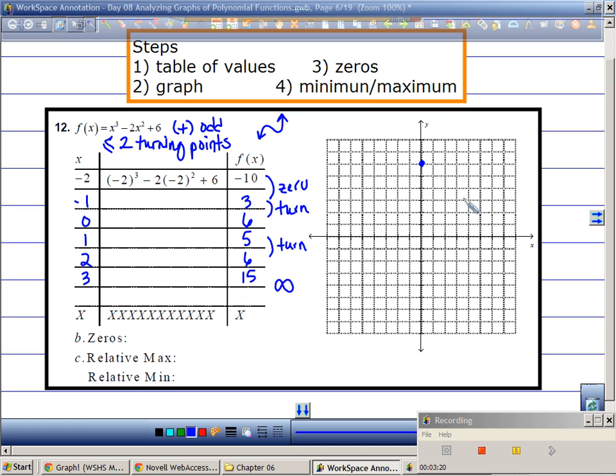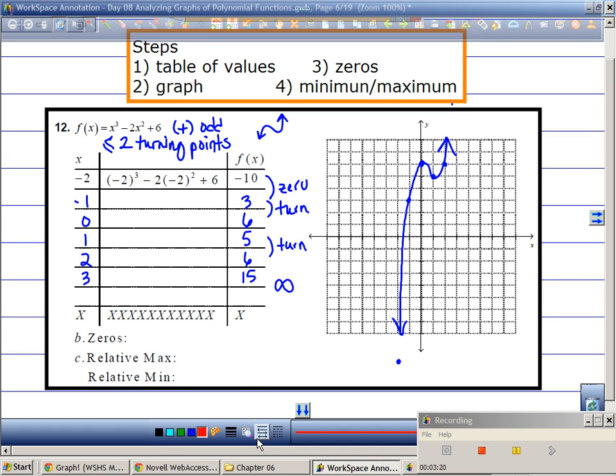All right, so I'm going to go ahead and graph this. Negative 2, negative 10 is down here. Negative 1, 3 is there. (0, 6) we already have. 1, 5; 2, 6; and then 3, 15 is off there somewhere. So I'm going to try and attempt this one. Not too bad.